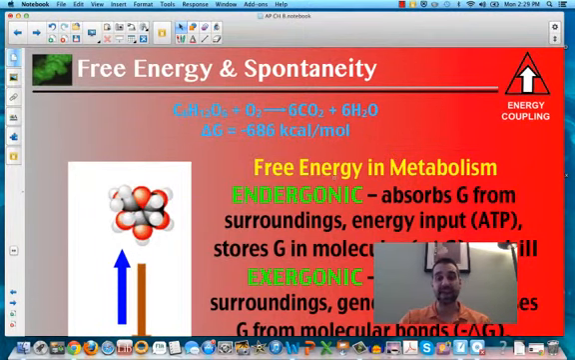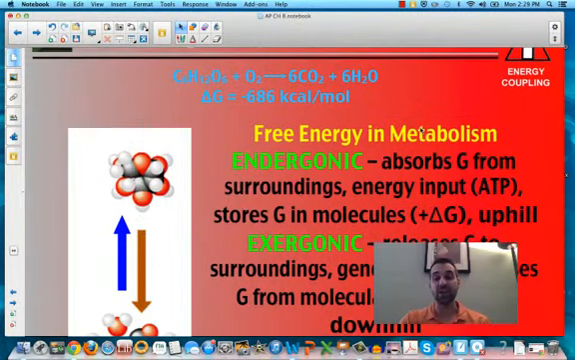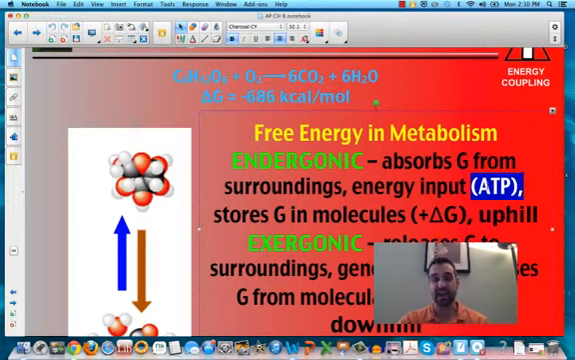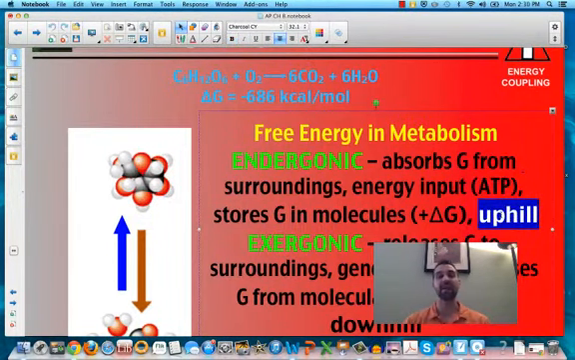Free energy in metabolism. Again, endergonic absorbs G, free energy, from the surroundings, so that requires an energy input. And you'll notice that I have ATP listed here as the molecule that's going to provide that energy input. We store free energy in the molecules. So an endergonic reaction is a positive delta G, and it's considered to be an uphill or anabolic reaction.